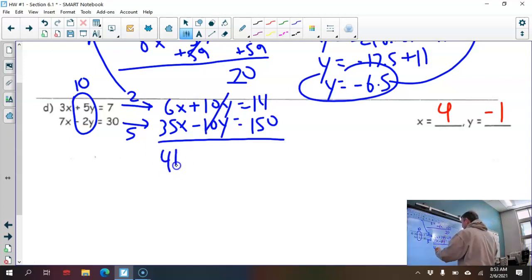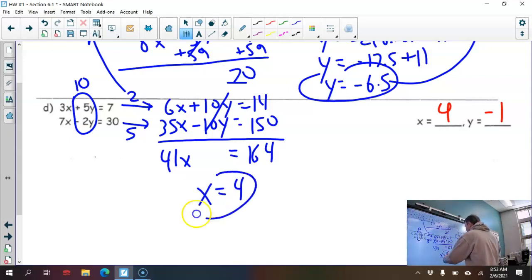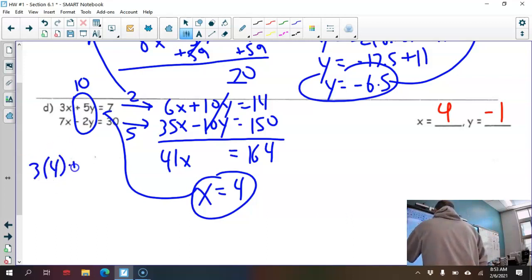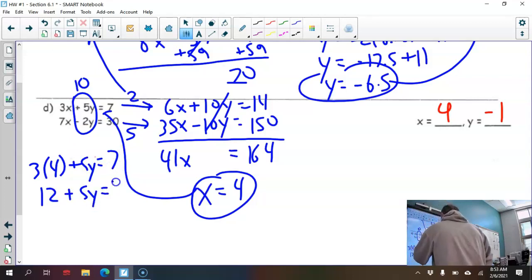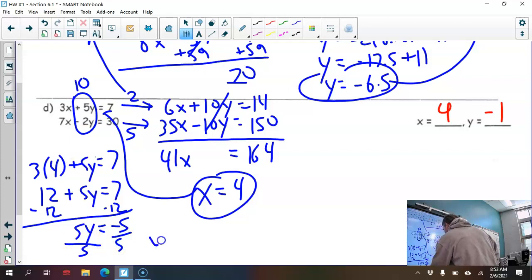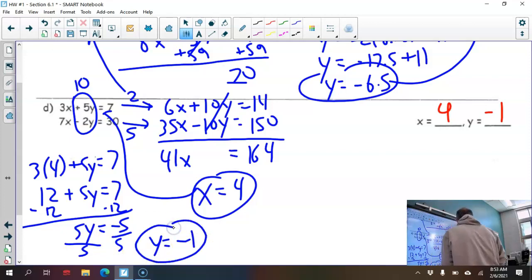And when I add these equations together, I get 41x equals 164. And so now you can just divide both sides by 41 and get x equals 4. And I'd probably put that back into the top equation. So I get 3 times 4 plus 5y equals 7. 12 plus 5y equals 7. I would subtract the 12 from both sides and get 5y equals -5. And when I divide by 5, I get y equals -1, right?